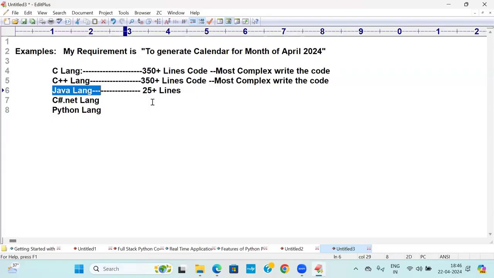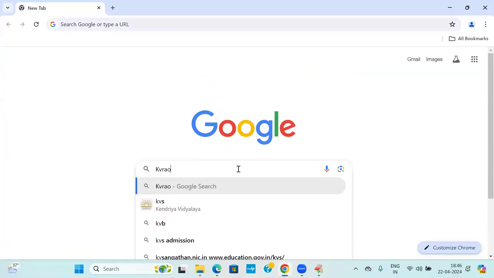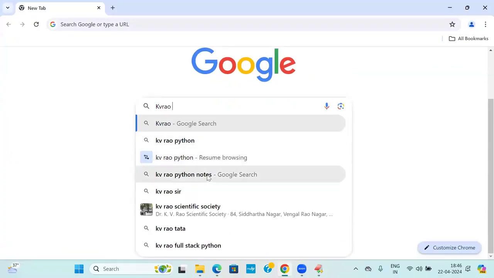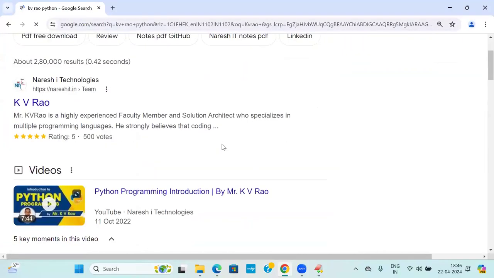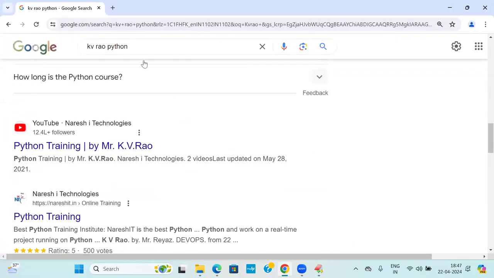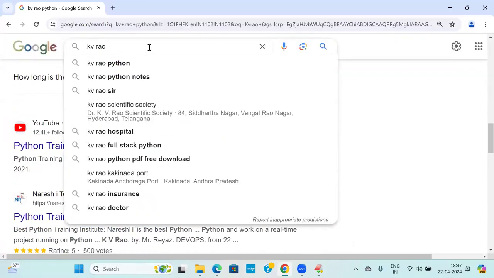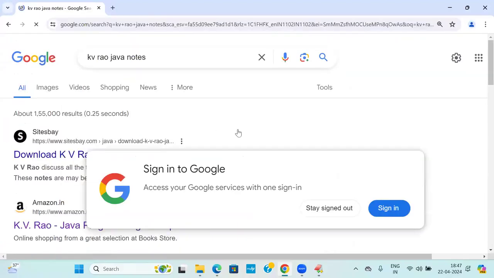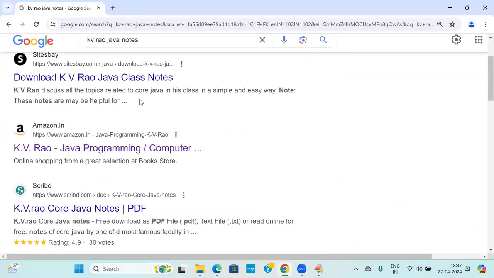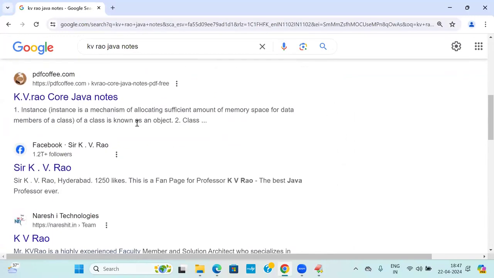Because I'm a Java expert, for the last 10 years I was dealing with Java. Python, for the last 3 years, I am taking Python classes only. For so many 26 years I'm a Java expert. If you go to Google and type my name KV Rao, only my notes will be there. If you search KVR Python notes, the total Python notes are mine only. If I write KVR Java notes, completely my notes only will be available.